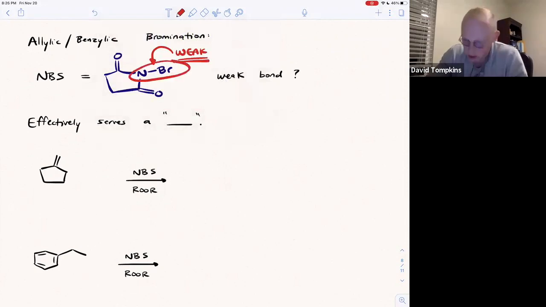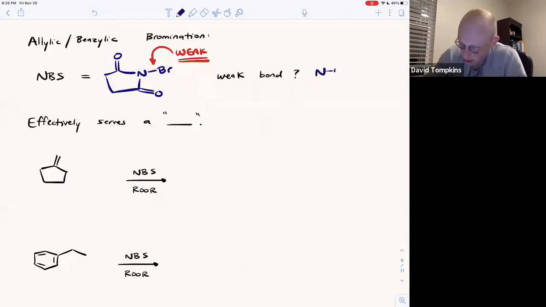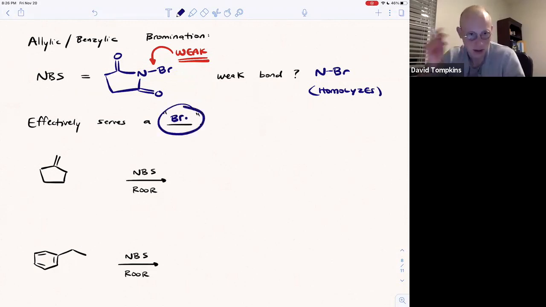Electronegative atoms do not like sharing electrons. It's the same reason that peroxides are used, or oxygen bonds are weak. This N-Br bond will homolyze, or readily break apart, and therefore, after that nitrogen-bromine bond homolyzes, it will produce a bromine radical. So when you see NBS, or if you're given the structure, just think bromine radicals in that solution, so I'm going to use it.